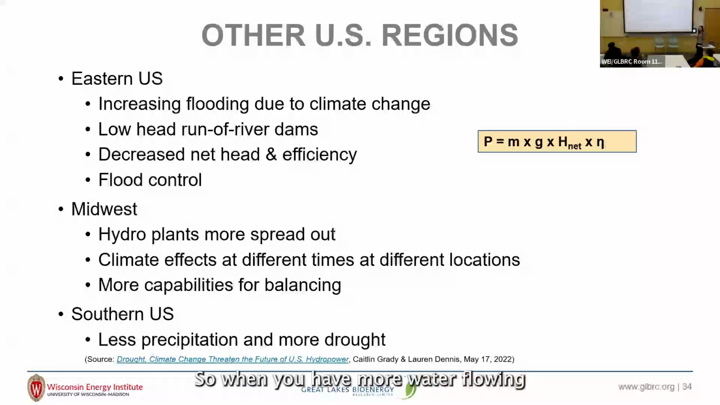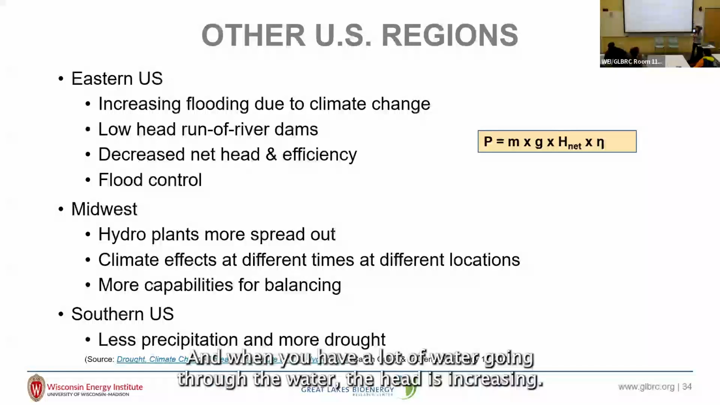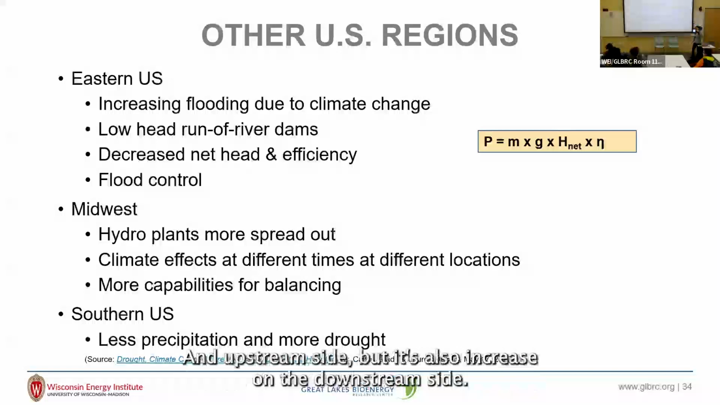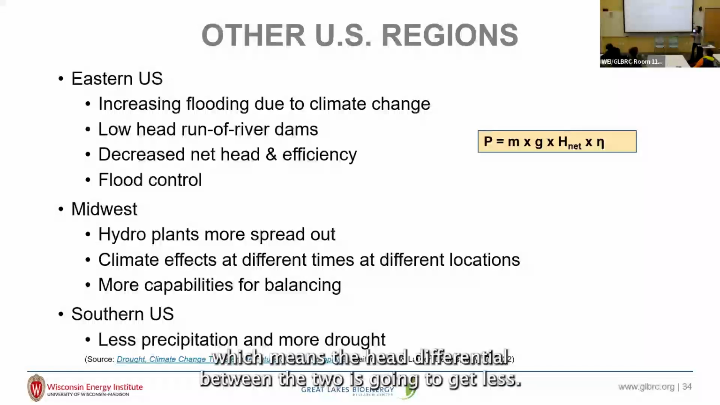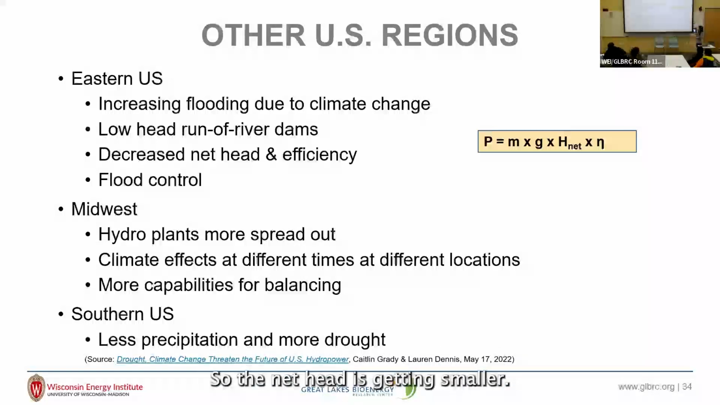So when you have more water flowing through a dam, and on the eastern side of the United States, a lot of the dams are pretty low. They're not like the Oroville, Hoover dams. They're very low. And when you have a lot of water going through, the head is increasing on the upstream side, but it's also increasing on the downstream side. And normally it's increasing faster on the downstream side than the upstream side, which means the head differential between the two is going to get less. So the net head is getting smaller. So because of that, you're actually generating less electricity, even though you have more water.